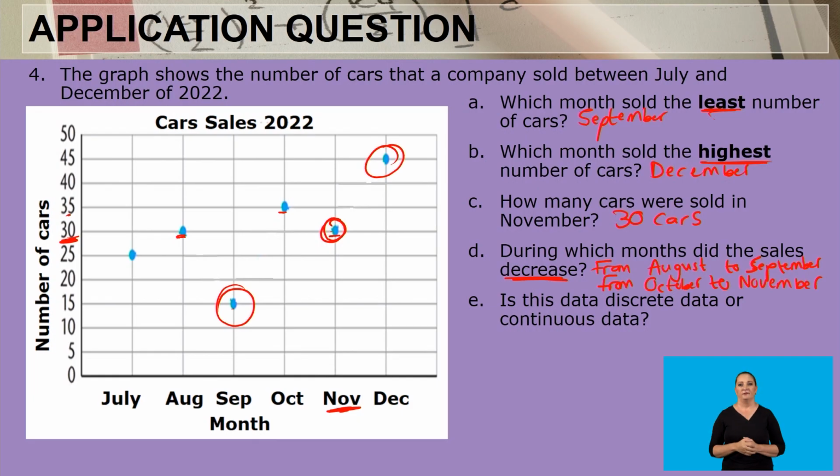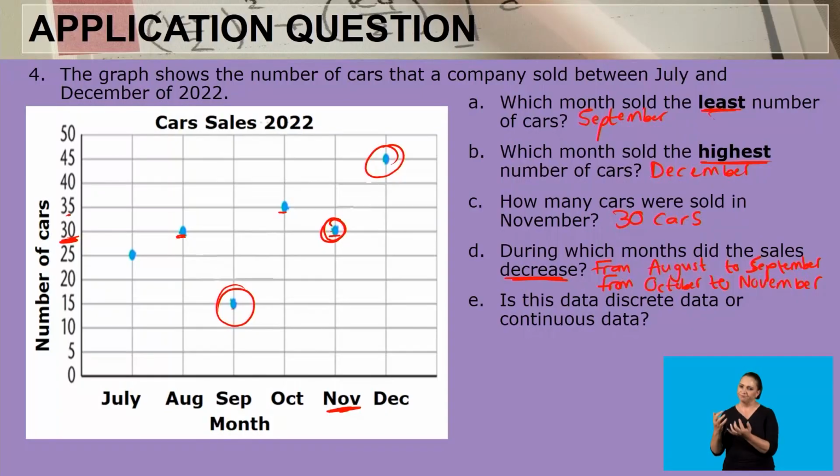Then there, the last question says, is this data discrete data or continuous data? Now let's look at what we are working with here. We are working with the number of car sales. Now, can we have fractions in the number of car sales? Absolutely not. When we are talking about car sales, we need to be working with whole numbers only, because this type of data is the data that is counted. So definitely this is our discrete data, and the reason for that is because we are working with data that is counted. It cannot have fractions, it can only have whole numbers.